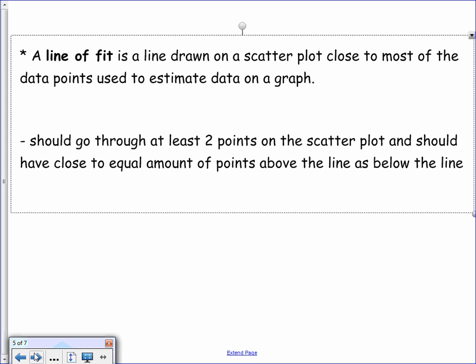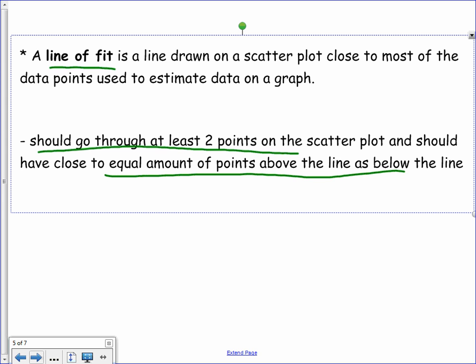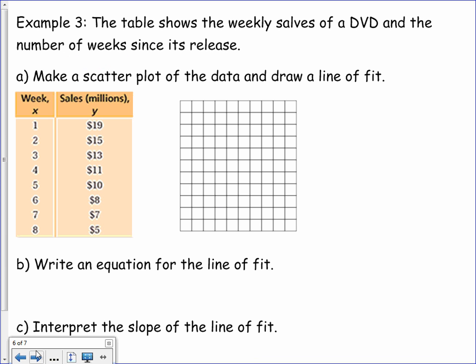Now, when you're drawing your line of fit, you want to remember two things. You want your line of fit to go through at least two of the points on the scatter plot. And as your line goes through two of the points on the scatter plot, there should be an equal amount of points above the line and below the line. All right, and we'll do an example of drawing a scatter plot and writing in your line of fit.